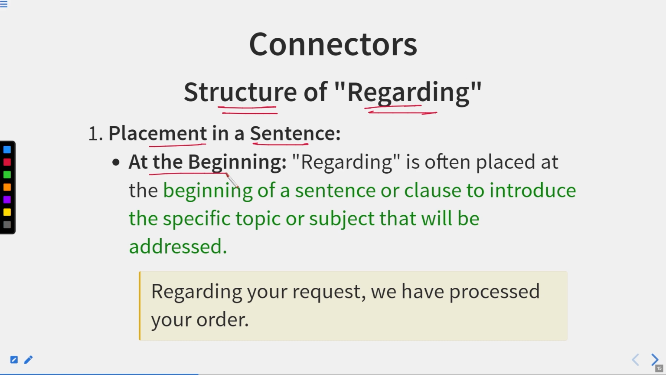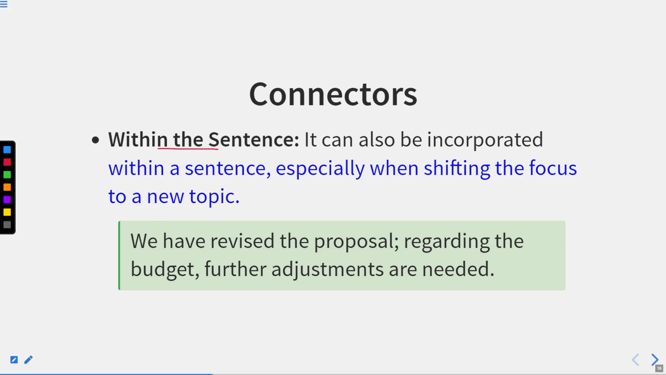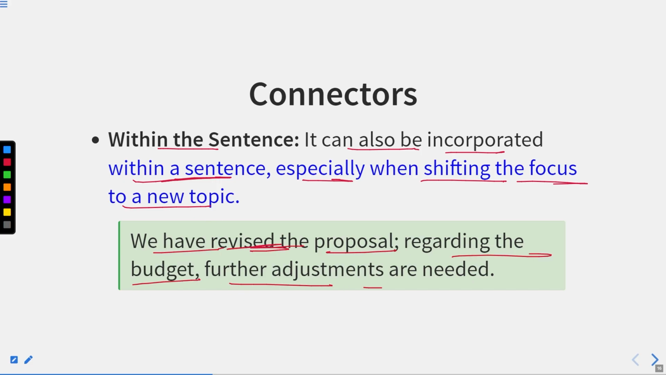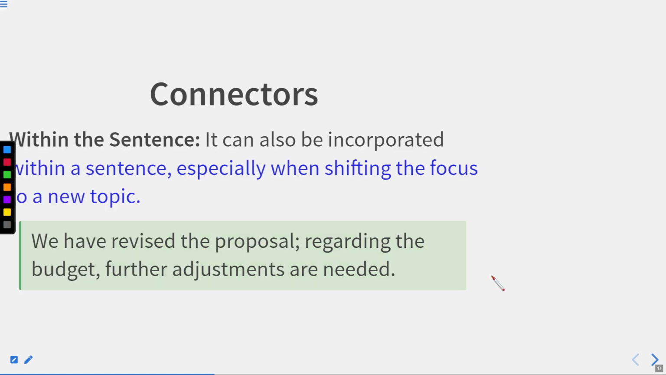Placement in a sentence: at the beginning. So first of all, it can be used at the beginning of the sentence. Regarding is often placed at the beginning of a sentence or clause to introduce the specific topic or subject that will be addressed. Regarding your request, we have processed your order. Okay. Within the sentence, it can also be incorporated, especially when shifting the focus to a new topic. We have revised the proposal. Regarding the budget, further adjustments are needed.